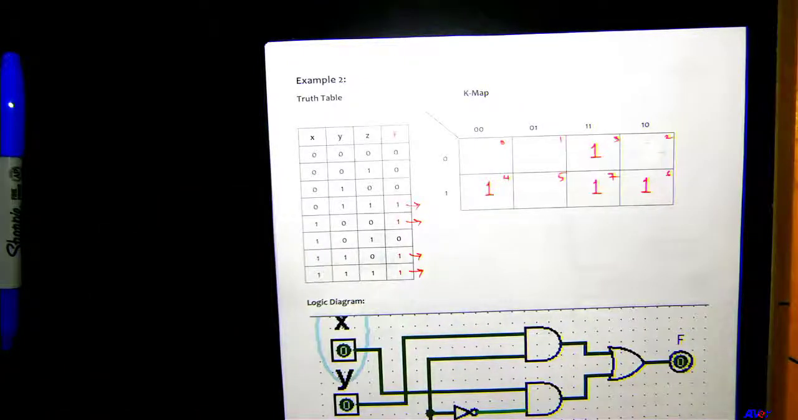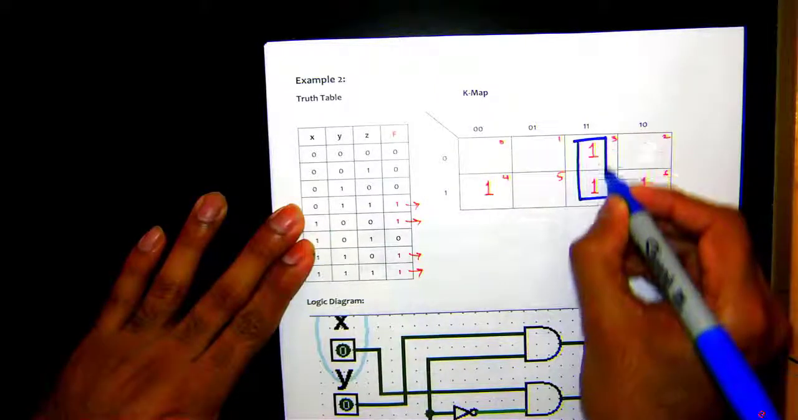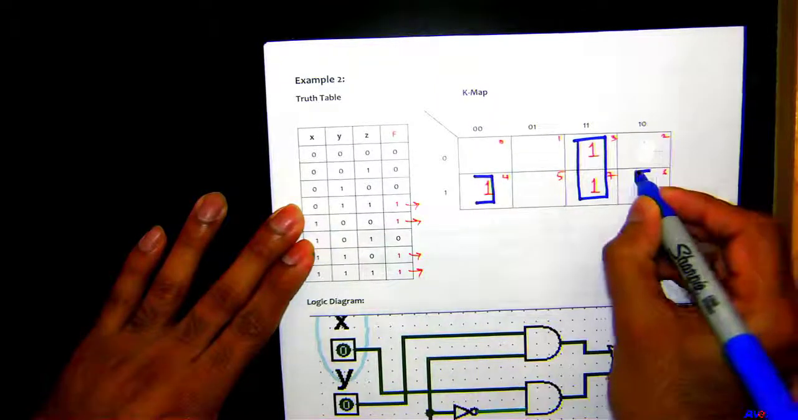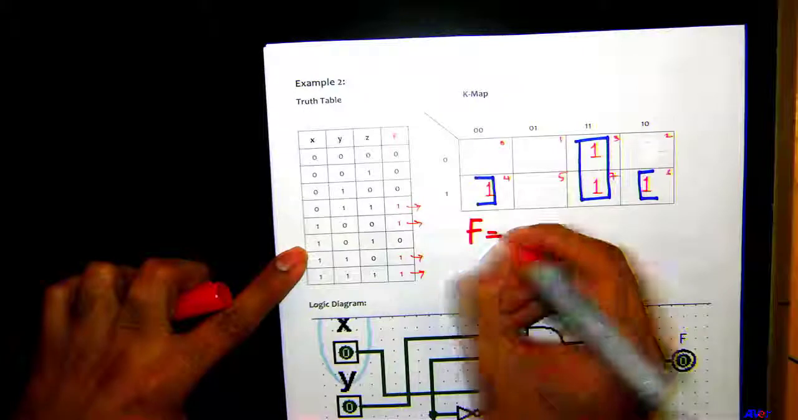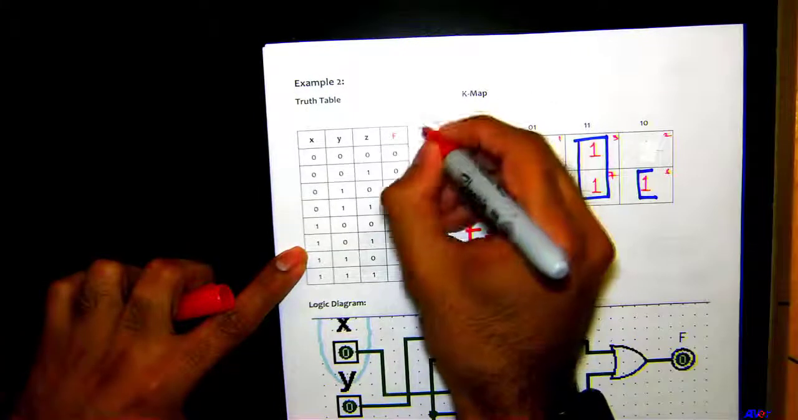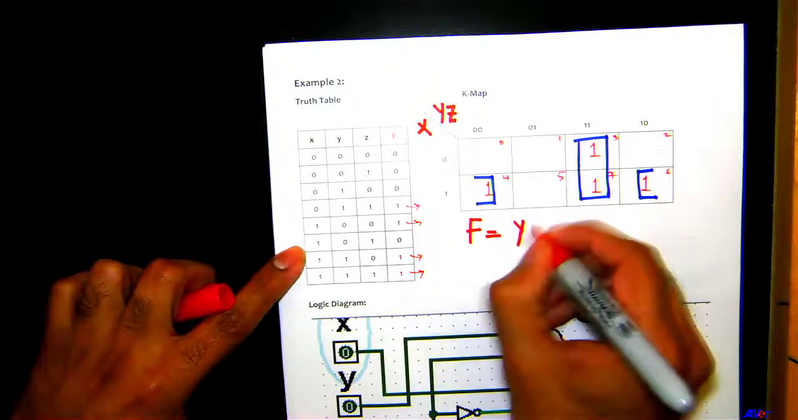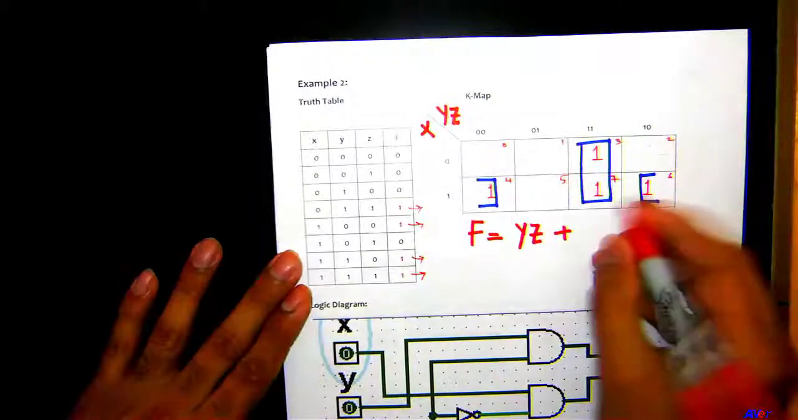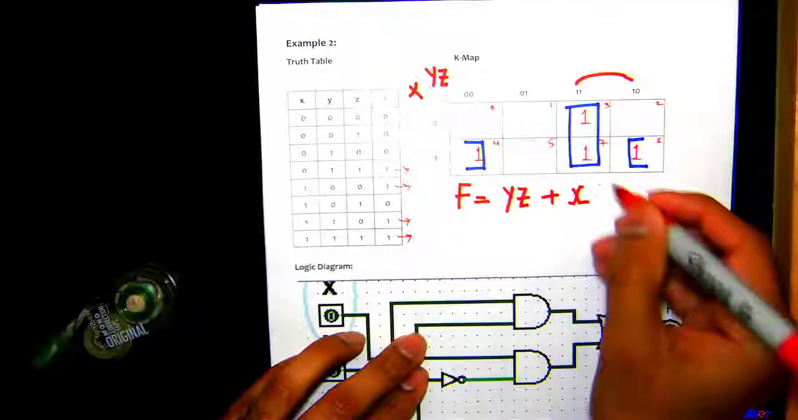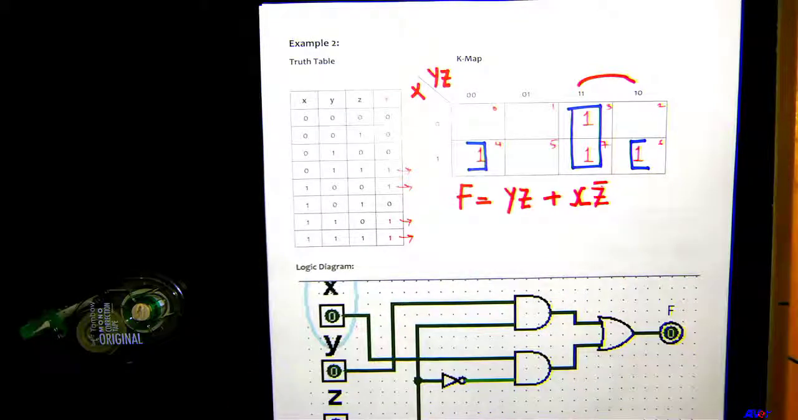So how would you make a pair here? I think everybody would agree we can make 3 and 7, and 4 and 6. Is that okay? Okay. What would be the expression for this? So here we got X, and then we got Y and Z here. So what would be the expression here? YZ, correct? And for this rectangle, that would be X, and Z bar, correct? So YZ plus XZ bar.